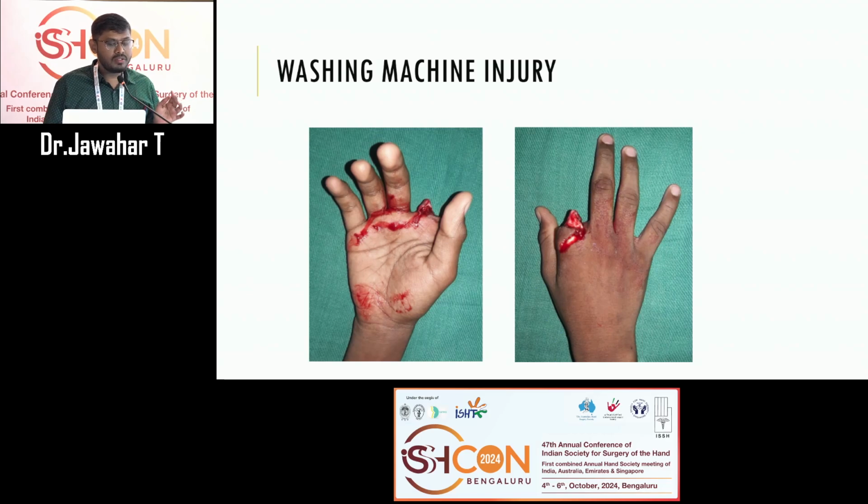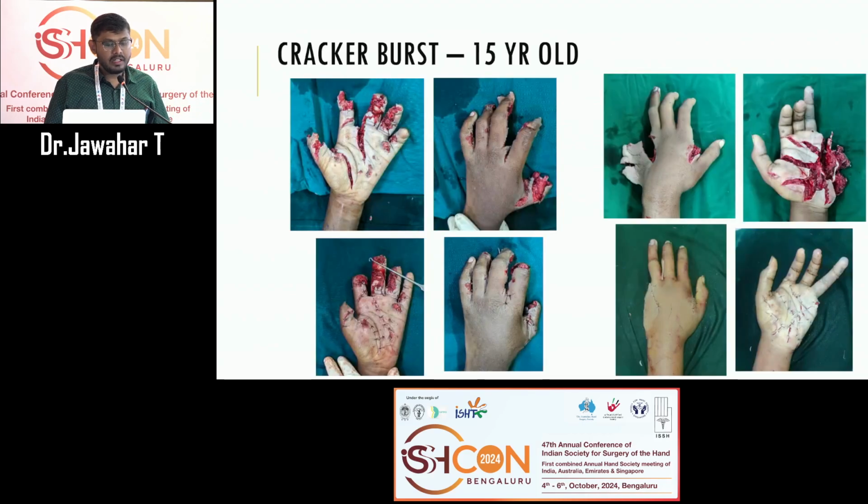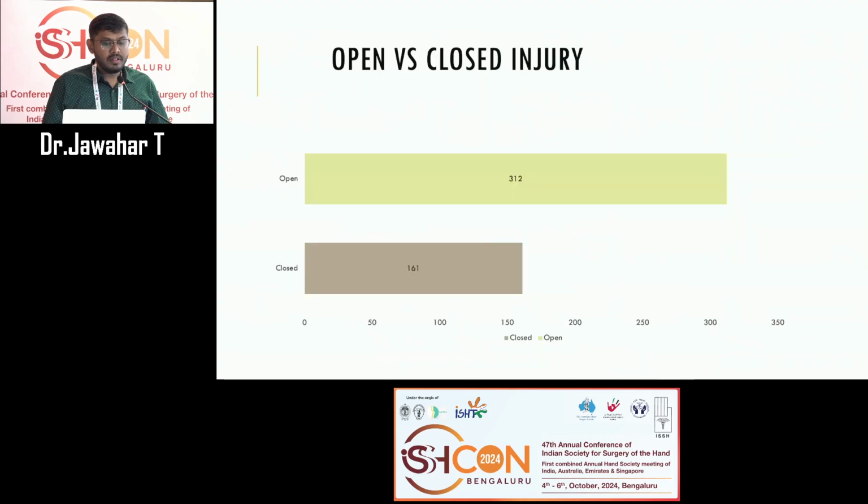This image shows a washing machine injury where avulsion of the index finger happened and landed in shortening and closure because the patient did not bring the distal part. This is another 15-year-old patient with a work spot injury. Children are still exposed to industrial work in major parts of our city. And these are some of the cracker burst injuries that were managed in our institution.